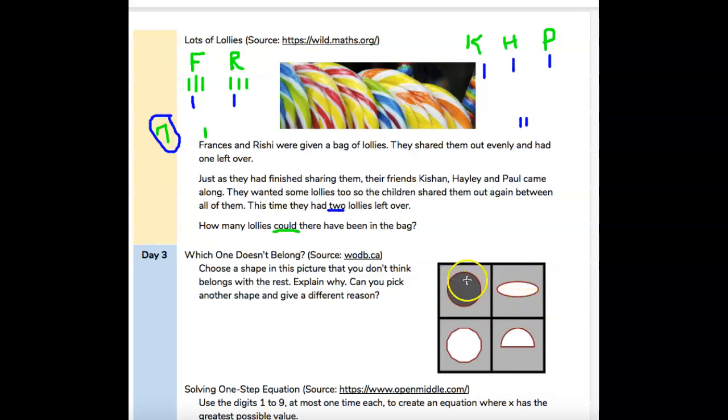So you could pick this one and say, this is the only shape that's shaded in. You could pick this one and say, this is the only shape that's half a shape. You could say, this is the only oval. There are so many things. As long as you pick one and give a reason, that's all that they want. Okay? All right, I'm going to move on.